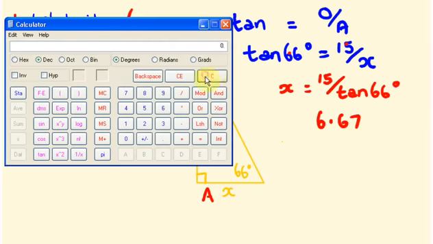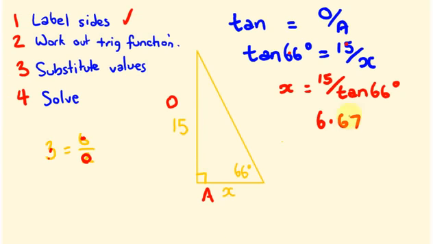If you're not 100% sure when you're doing these, maybe go 66 tan and put that into the memory, so memory plus, and then you can go 15 divided by memory read equals 6.67. In fact, I should be rounding that up to 6.68. It's going to be more correct. Okay, 6.68. Did you go good with that one?